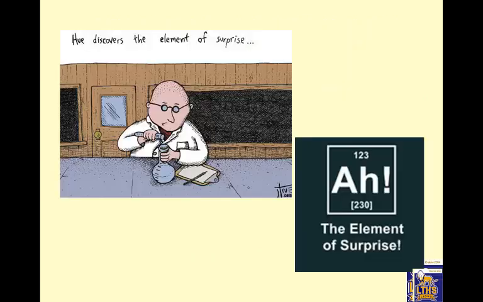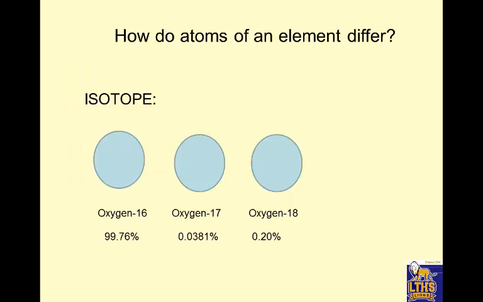So how do atoms of an element differ? Well, we have these things called isotopes. We've characterized isotopes. This is oxygen, this is oxygen, this is oxygen. How can they all be oxygen but have different numbers? Well, here's where neutrons help you know the mass. So these are called the mass numbers. And so they are atoms with different mass numbers.